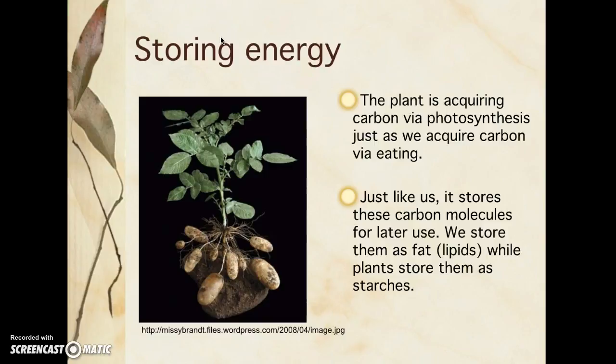The plant can also store energy. So just as we will get carbon from eating, the plant is getting carbon or carbohydrates from photosynthesizing, and it stores those for later use. We store them as fats, but this one, the plant will store them as starches. And some plants have specialized storage organs like tubers, as you can see here in this potato. And so these are going to be very starchy foods that we eat, the ones that have storage units.